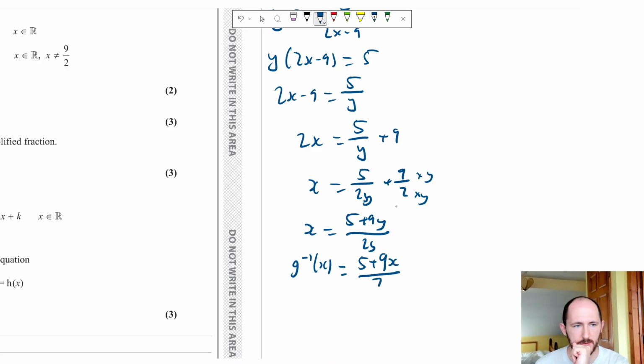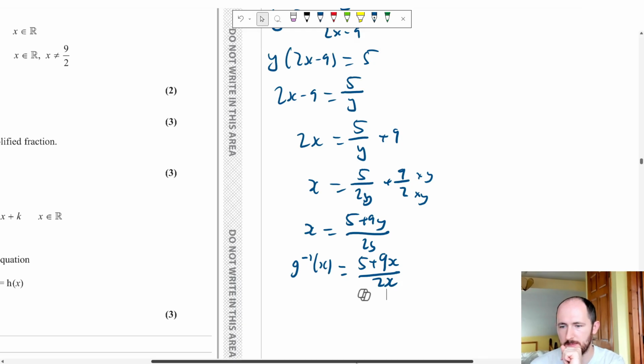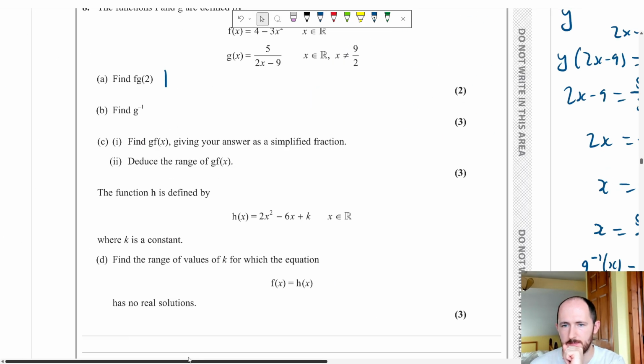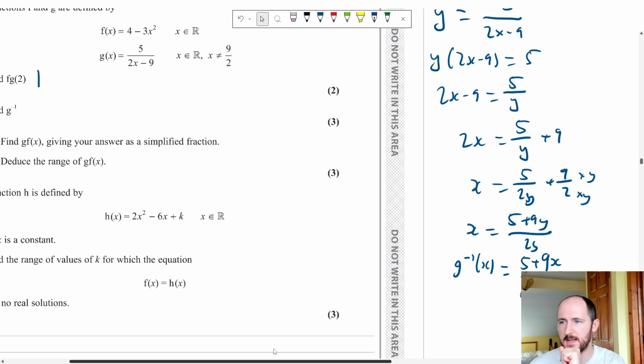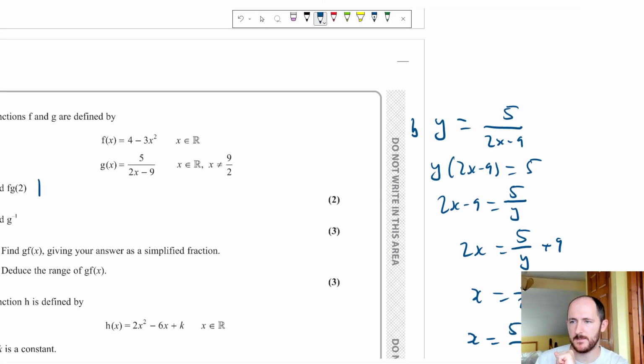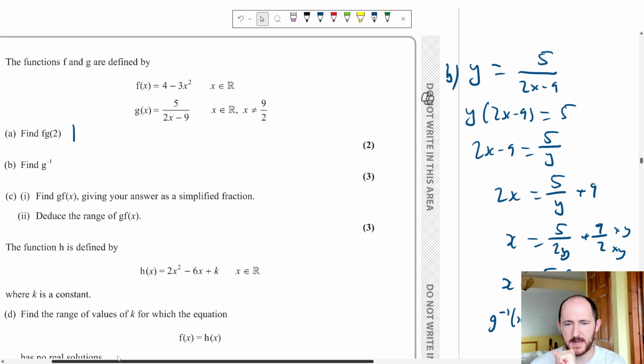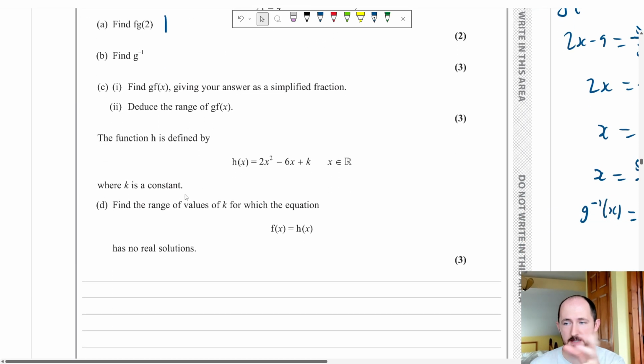9x over 2x. There we go. Perfect. Yeah, that wasn't too bad for part B. For part C, it says we have to find gf of x and then deduce the range.